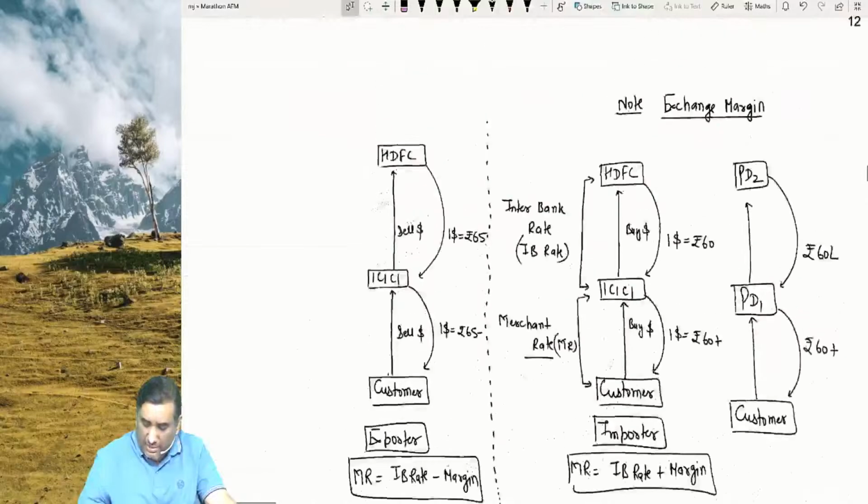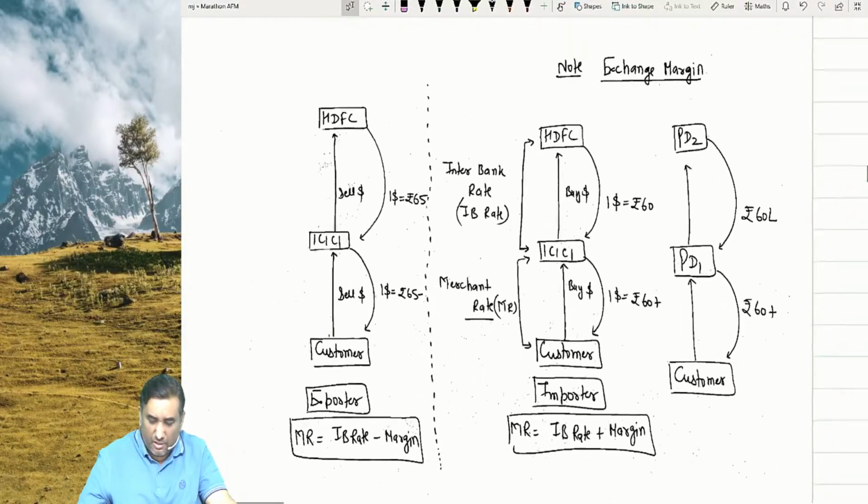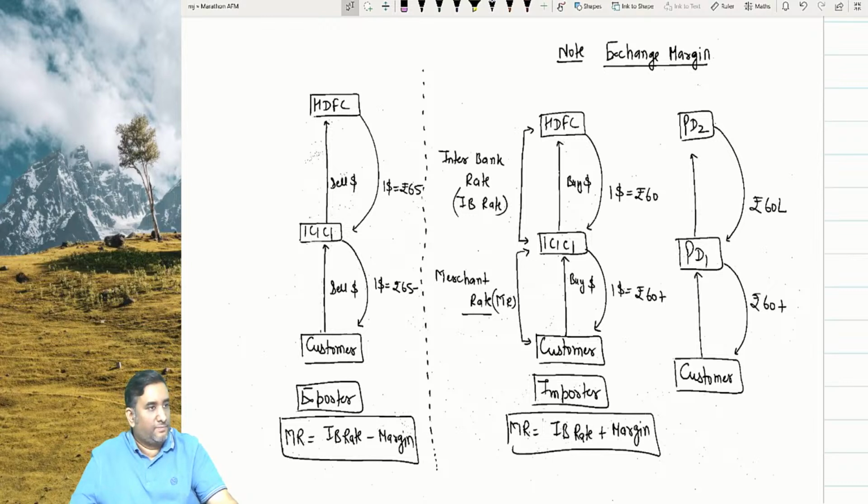I am on slide number 12. Let's try to read this exchange margin. This slide will become very important when we do modification of the forward contract, cancellation and so on. We are trying to do it with respect to some question here. Then we'll see it in the modification of the forward contract.